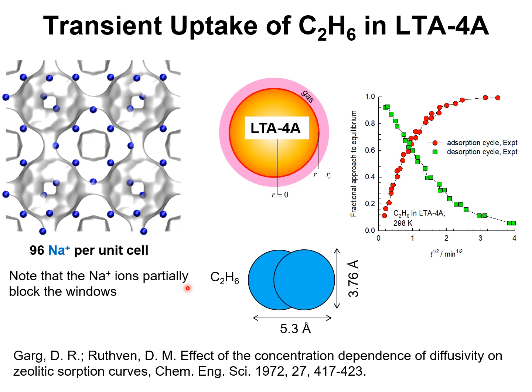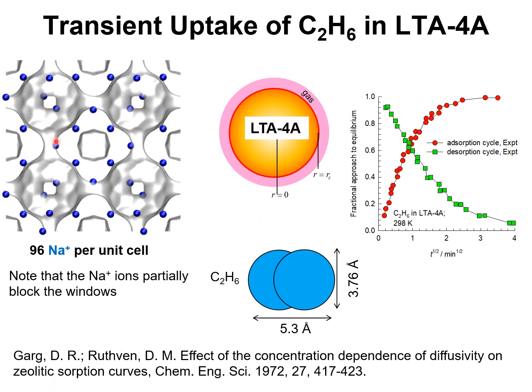We start our discussions of absorption-desorption asymmetry by considering the experimental data of Garg and Ruthven for transient adsorption and desorption, denoted by the red circles and green squares respectively, for uptake of ethane in LTA4A zeolite.